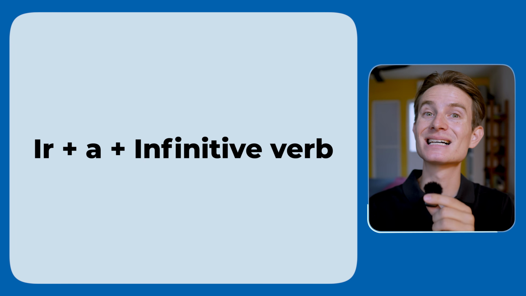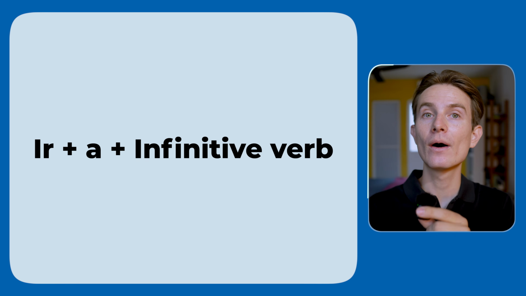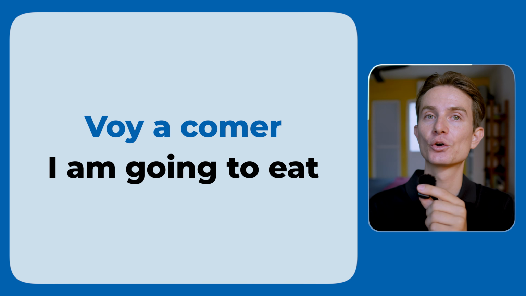You can also learn the informal future, which is how most people speak in the future tense in Latin America. The simple formula for it is ir plus a plus an infinitive verb. For example, voy a comer. We'll quickly learn about verb conjugations at the end of this video, so make sure you watch until the end.